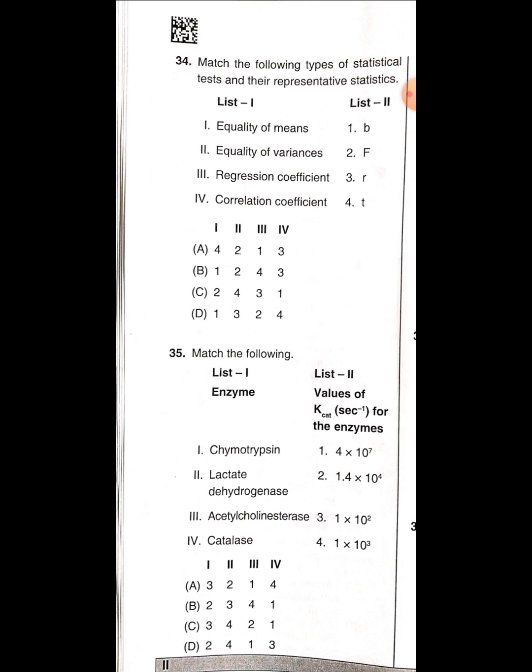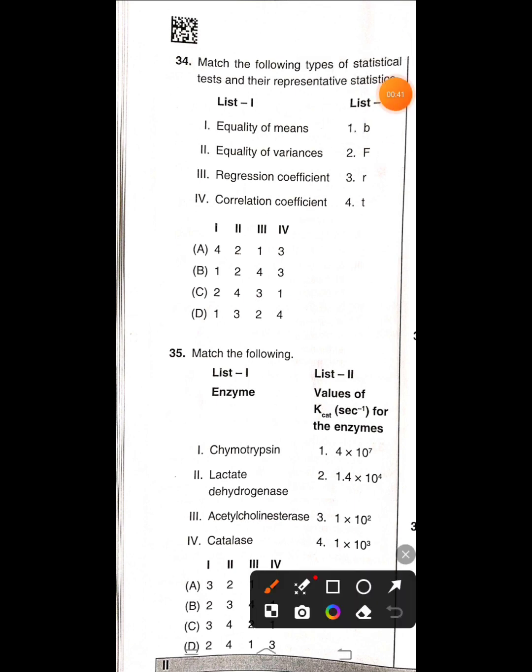Here also you have to match list 1 with list 2. Equality of means, equality of variances, regression coefficient, correlation coefficient. So we have to match them with list 2. Okay. So equality of means is related to, I am going to reveal the answer first. A is the correct answer.